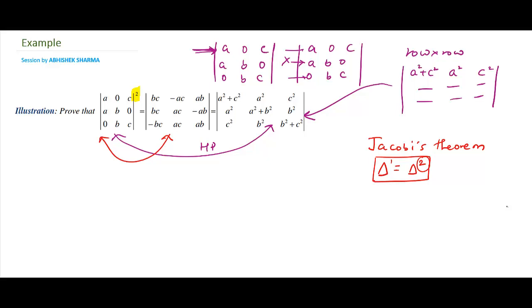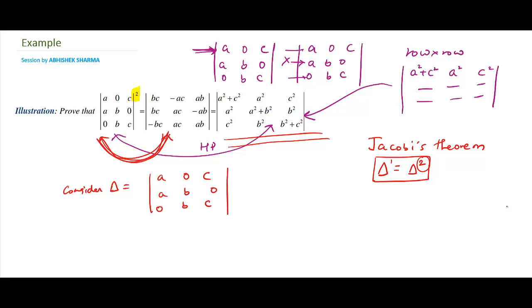We have already used the product to obtain the third determinant. We have already proved this part by multiplication. So in order to prove this remaining part, maybe we'll look for Jacobi's theorem. So let's consider a determinant delta, which is a0c, ab0, 0bc, and replace the elements with cofactors and let's see what happens.